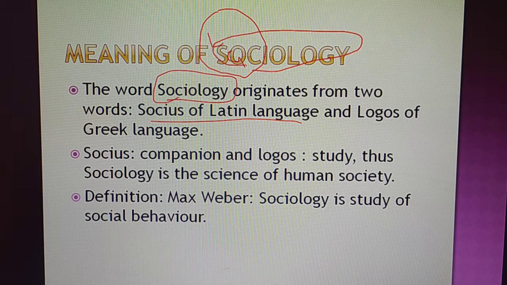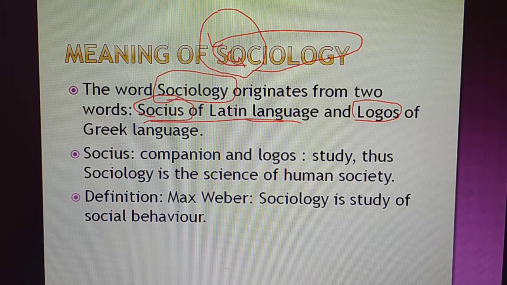So from two words, first socius and next logos, which are taken or derived from different languages. Socius has been taken from the Latin language, and logos is Greek. Now let us understand what is meant by this. Socius means companion and logos means study.